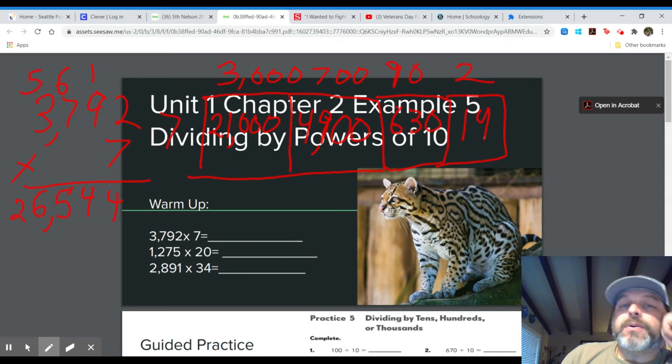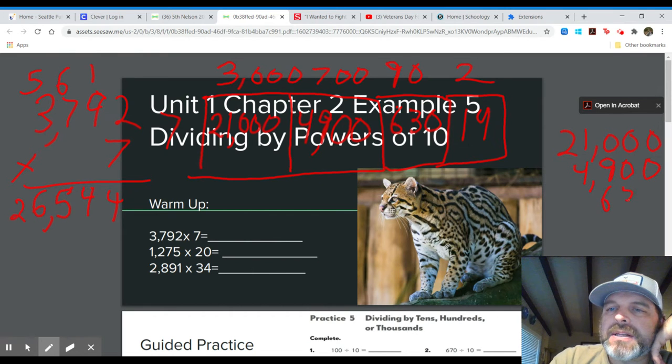Now what you've got to do with all these numbers is add them up. So you multiplied 7 times the thousands place, the hundreds place, the tens place, and the ones place separately. If we add those up here, it's 21,000. Remember to line up the numbers. It's 4,900. It's 630. Feel free to do this method if you're more comfortable with it. And the last one is 14.